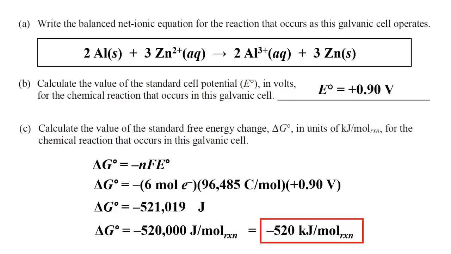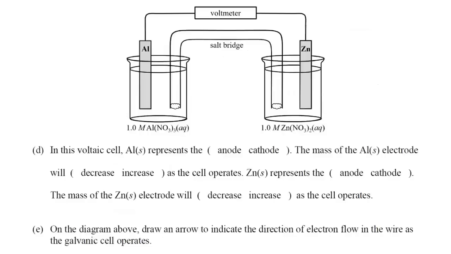Now, let's take a look at part D of this question. So it says in part D, in this voltaic cell, aluminum represents the, and we have to choose either anode or cathode, and it says the mass of the aluminum electrode will, and we have to choose either decrease or increase as the cell operates.